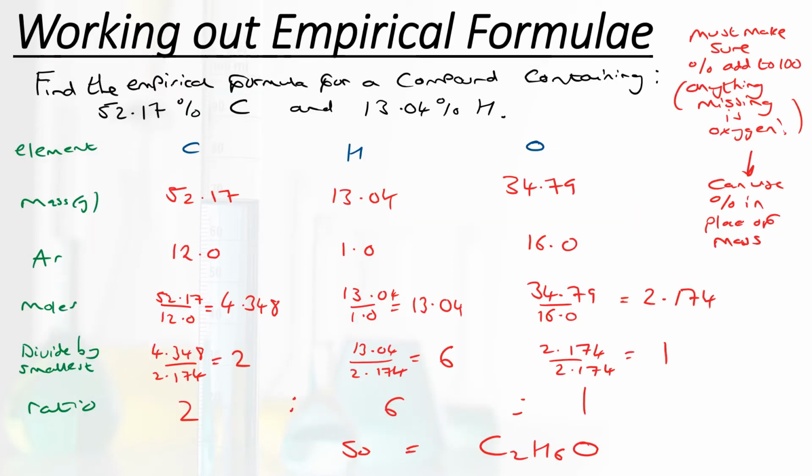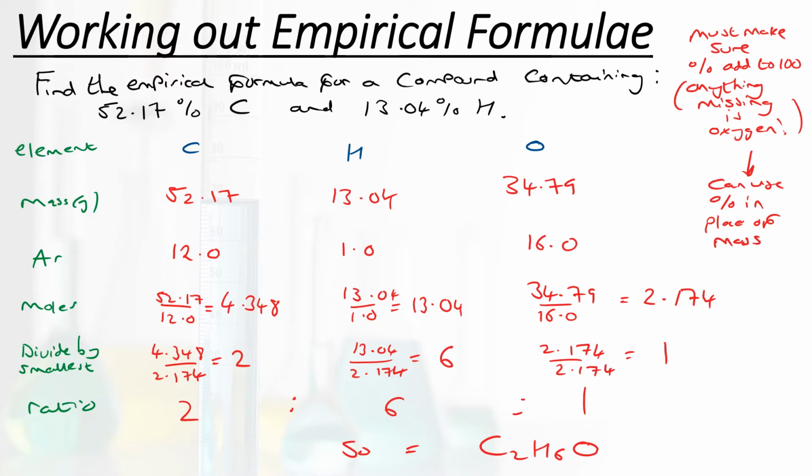So an example to do it. Let's say a question said, find the empirical formula for a compound containing 52.17% carbon and 13.04% hydrogen. Now the first thing, as I said, is to make sure that any percentages add up to 100. Anything missing is oxygen. So if we add up the carbon and the hydrogen, we find it doesn't add up to 100%. So if we do 100 minus the carbon and the hydrogen percentages, we find we have 34.79% left, and that must be oxygen.